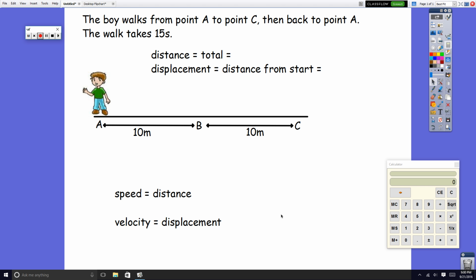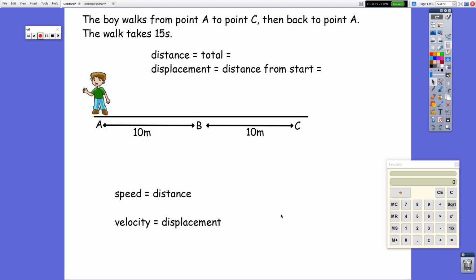So let's take a little look at some examples and get a feel with real numbers for how this works. Boy walks from point A to point C, then back to point A. The walk takes 15 seconds. We're going to find the distance, displacement, speed, and velocity. First, the distance and displacement. We want to look at each component separately. So we'll start with the A to C part, from here to here.